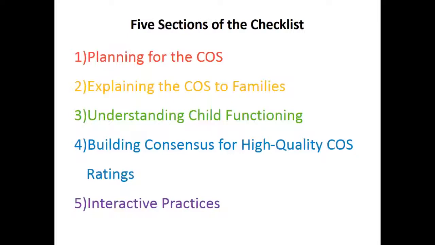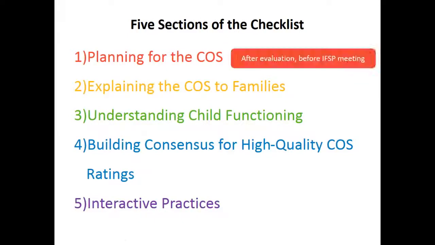The quality practices highlighted in the COS-TC checklist are organized into 5 sections: planning for the COS, explaining the COS to families, understanding child functioning, and building consensus for high-quality COS ratings and interactive practices. You'll notice that these sections are not things that would all happen during the same conversation.